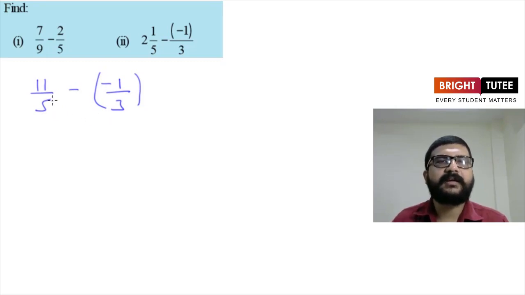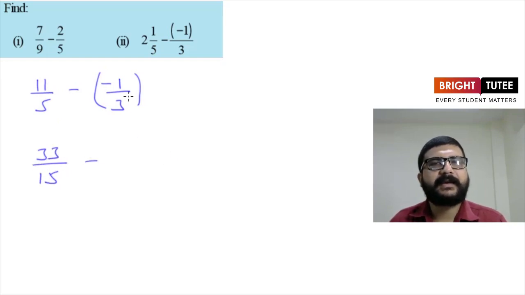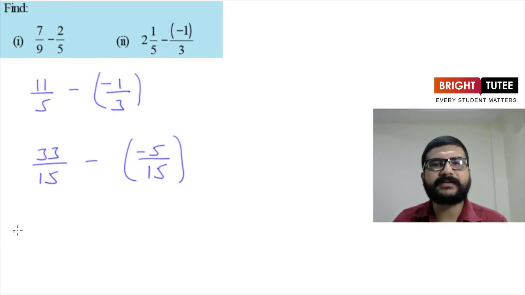So therefore we will multiply the first number, that is 11 upon 5, with 3 upon 3. So we will get 33 upon 15 minus, now we have to make the denominator 15 for minus 1 upon 3. For that we will multiply it with 5 upon 5. So we will get minus 5 upon 15. So now we just have to subtract these two numbers. Now here denominators are the same, so we will simply subtract their numerators.